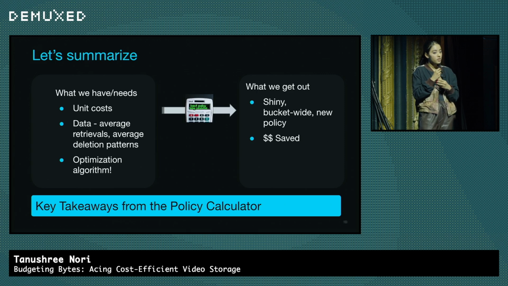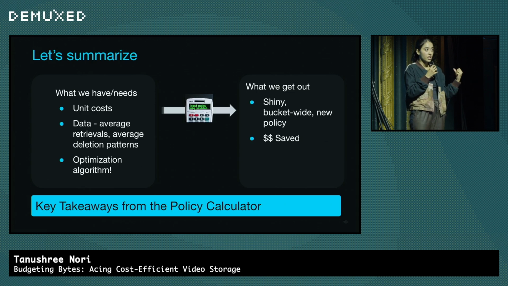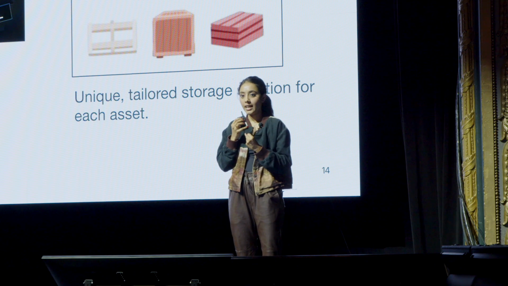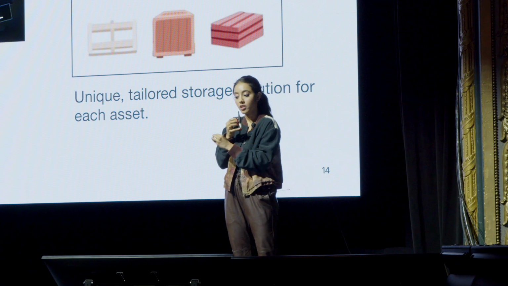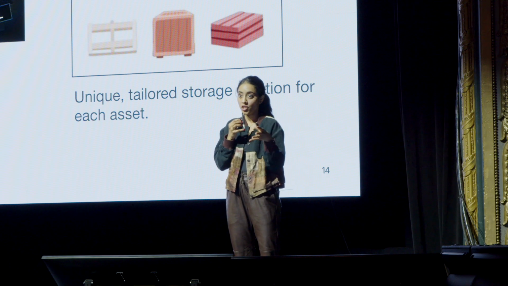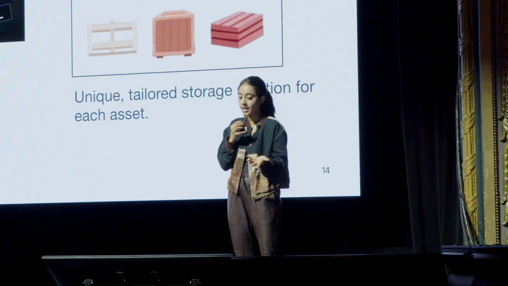This method works especially well in homogeneous buckets, meaning where the common denominator is either region or upload source. It also works pretty well when you have a set of videos that are all raw video assets, where typically retrievals tend to be quite low. But what if we wanted to get a little bit smarter and tailor the storage policy for every individual video? That's where machine learning comes in, which we'll dive into next.